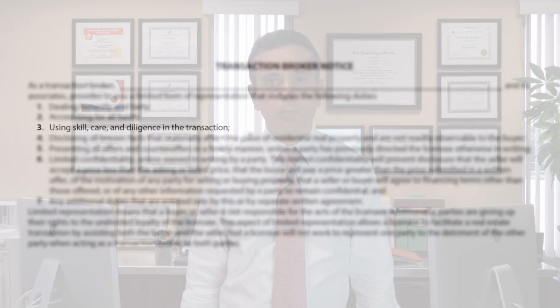Number 1, dealing honestly and fairly. Number 2, accounting for all funds. Number 4, disclosing all known facts that materially affect the value of residential real property and are not readily observable to the buyer. Now I skipped number 3 just to point out that these 3 here are actually the same duties as an agent who is in a no brokerage relationship.